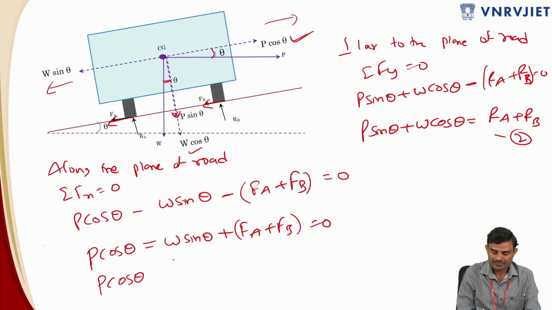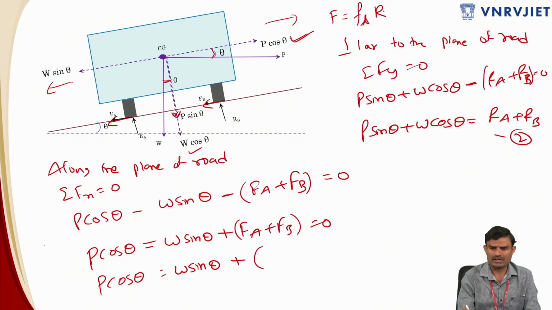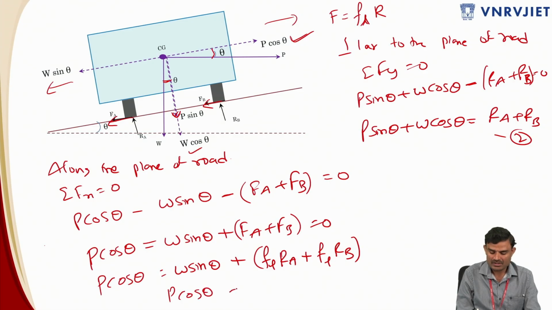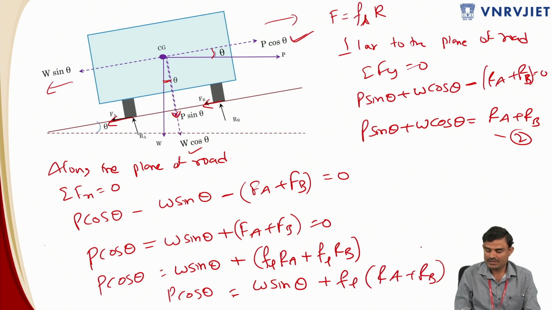P cos theta is equal to W sin theta plus FA, which is nothing but the frictional force acting over here. So we know the formula for frictional force, which is F is equal to coefficient of friction, I'll take it as FL over here, into normal reaction, that is R reaction. So if it is FA, I can write it as FL, lateral coefficient of friction, into RA, plus again lateral coefficient of friction FL into RB. Okay, so if we simplify this, P cos theta is equal to W sin theta plus FL, if I take common, RA plus RB. So this is equation 1.